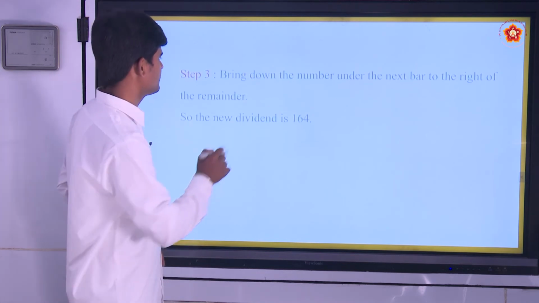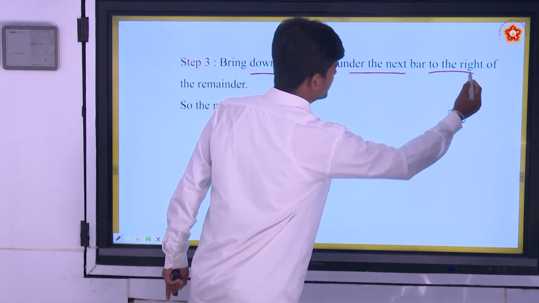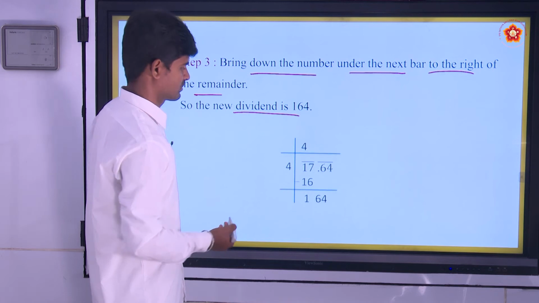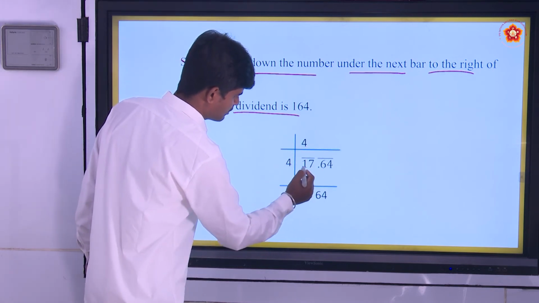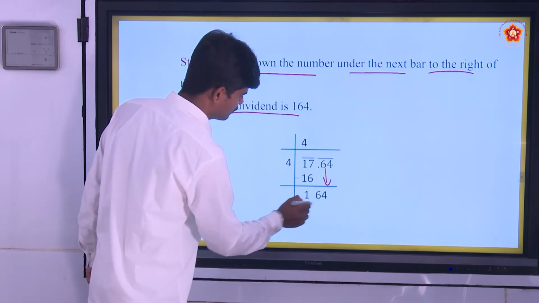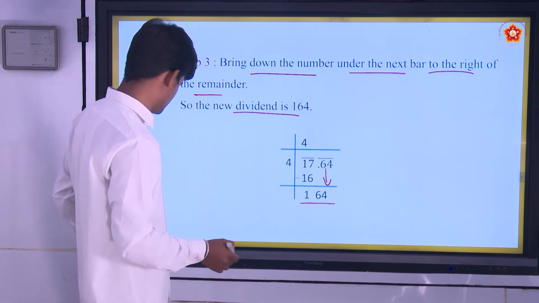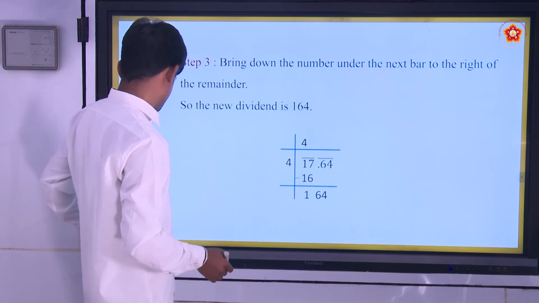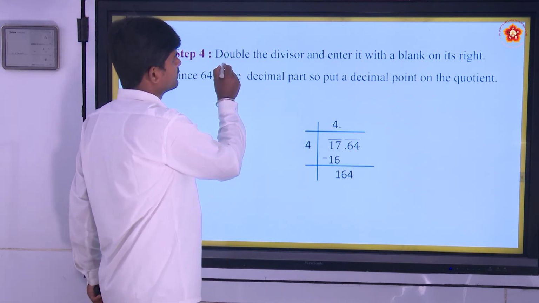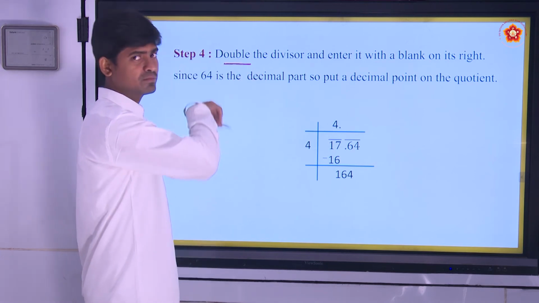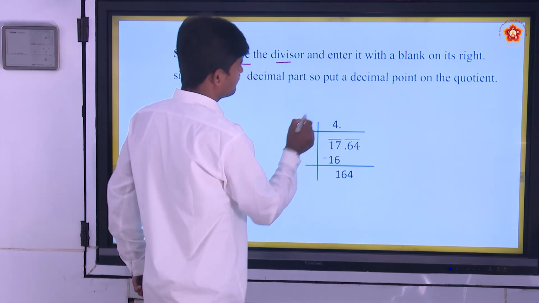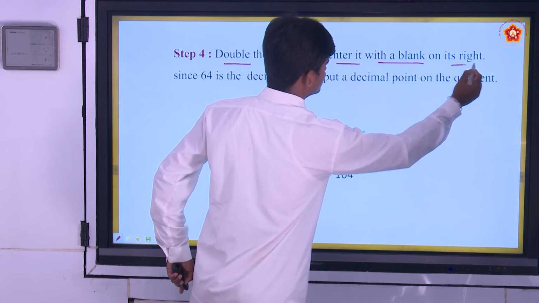Third step, bring down the number under the next bar to the right of that remainder. So the new dividend is 164. See, 4 for the 16, 17 minus 16 is 1. We bring down this number, so the new dividend is now 164. Observe step 4, it is different from the previous problem. Double the divisor and enter it with a blank on its right.